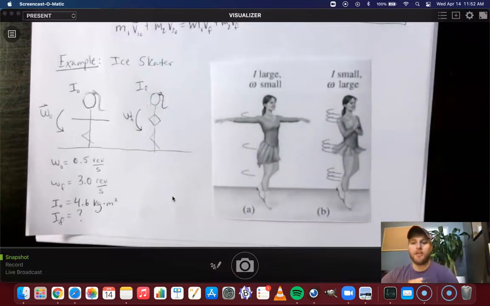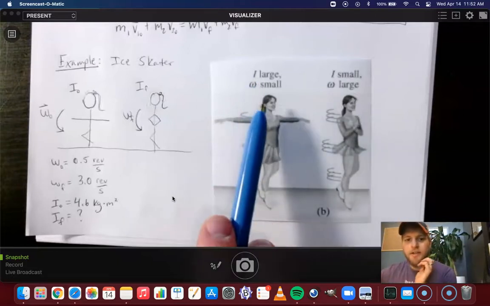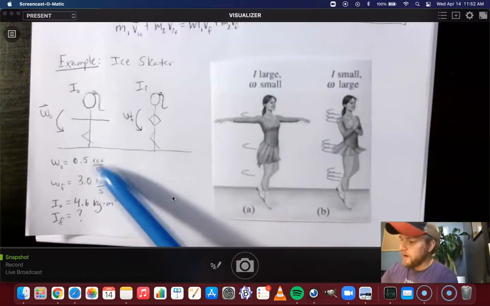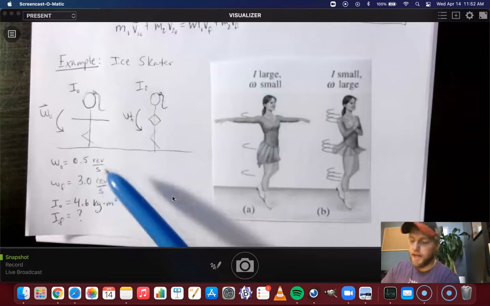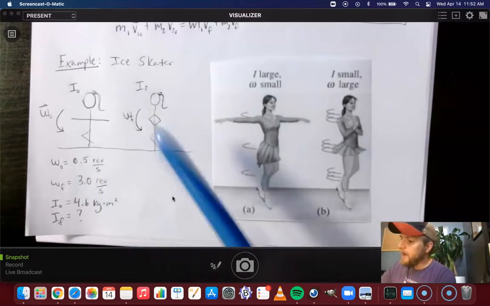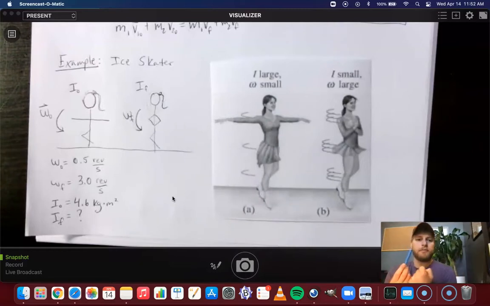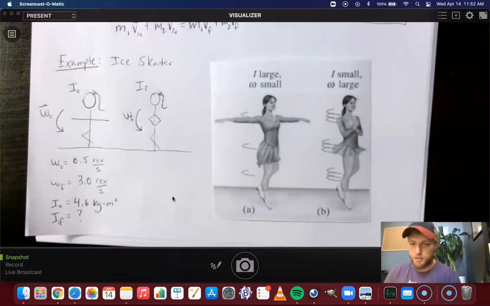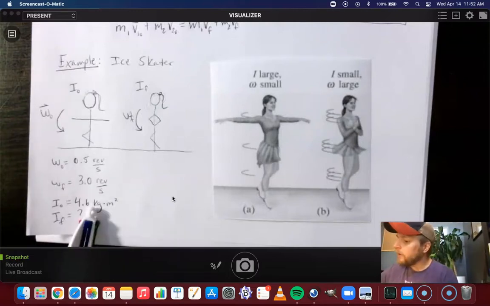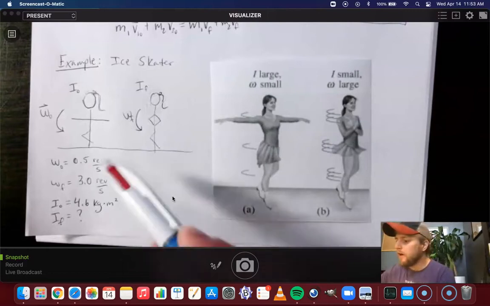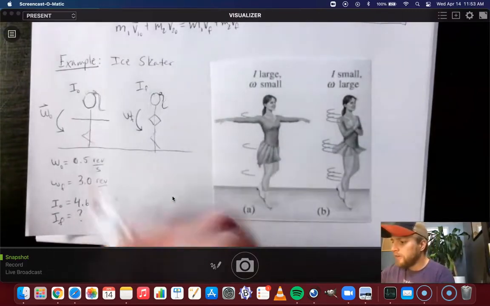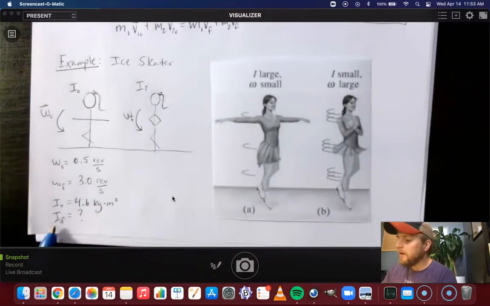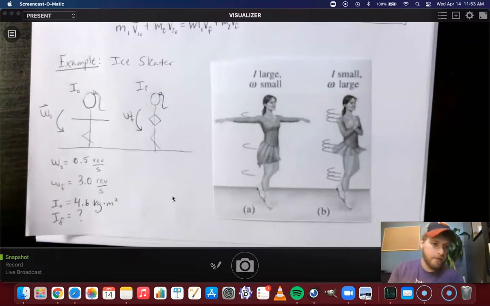The person starts with a large moment of inertia, and they're spinning relatively slowly. In this example, we're going to say that this ice skater is starting with a rotation rate of half a revolution per second, or 0.5 revolutions per second. Then they bring their arms in, and they are spinning at the end with a rate of 3 revolutions per second. They're really spinning much more quickly. We're going to say at the beginning, somehow we know that their moment of inertia was something like 4.6 kilograms meters squared. What we want to investigate here is what is their final moment of inertia.